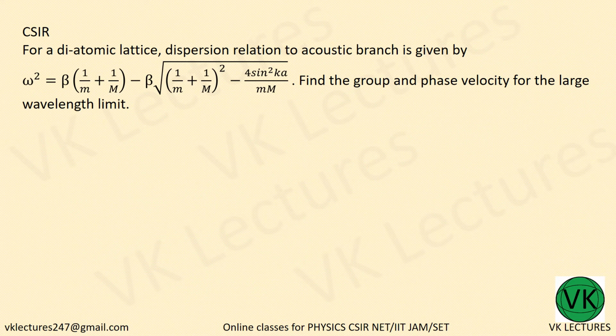This is another CSIR problem for diatomic lattice dispersion relation, acoustic branch. How do you understand this is the acoustic branch? Here you have a minus sign from the first term to the second term. There are two terms here. The second term is negative, so that's why it is an acoustic branch. If it is plus, it would have been an optical branch. Now the question is to find group and phase velocity for the large wavelength limit.